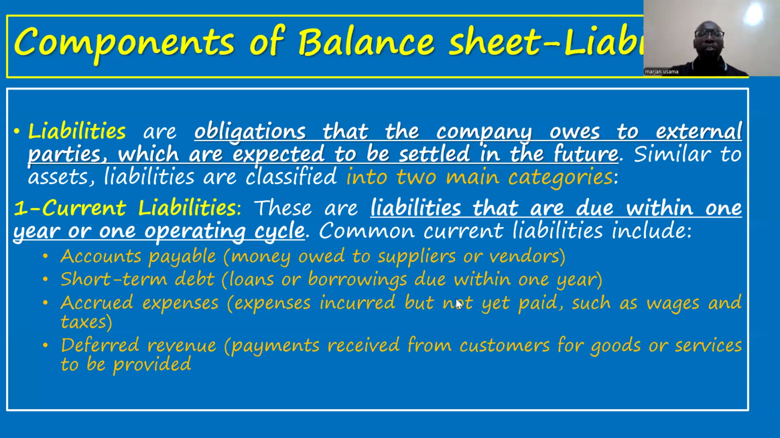So there are 2 categories. We have current liabilities. These are liabilities that are due within 1 year or 1 operating cycle. Common current liabilities include accounts payable. This is money owed to suppliers or vendors. So sometimes there are people who supply your business with products.